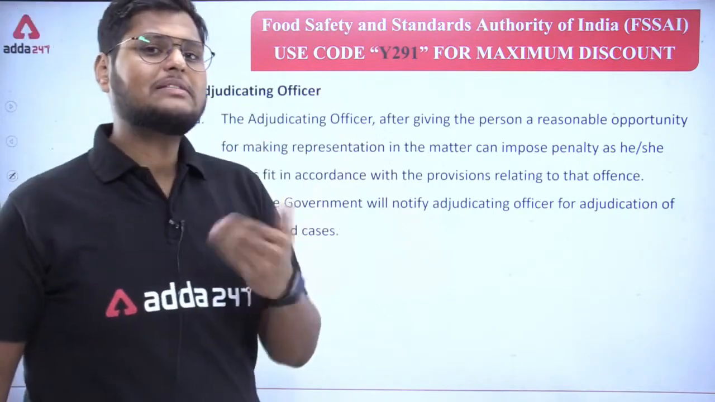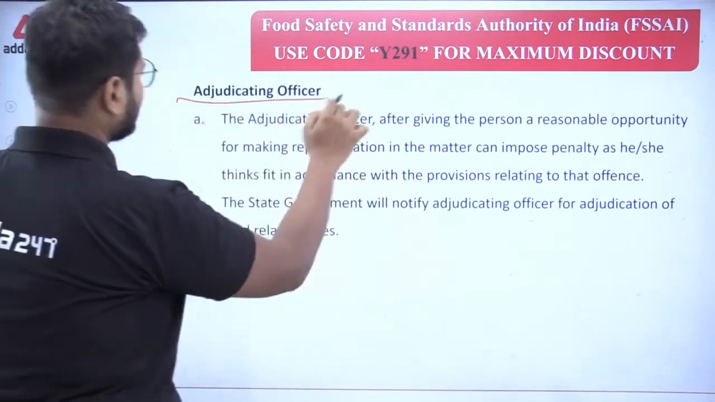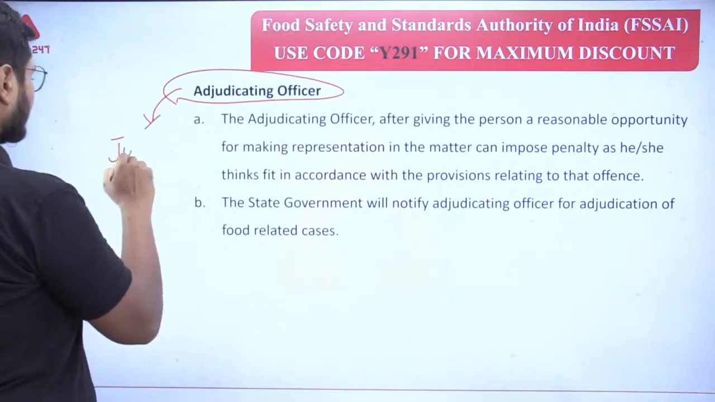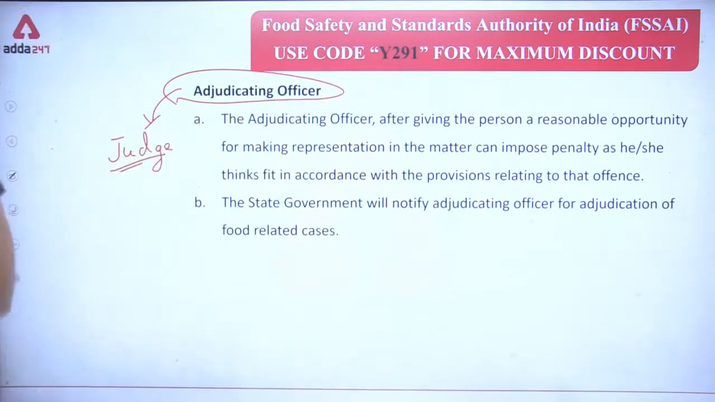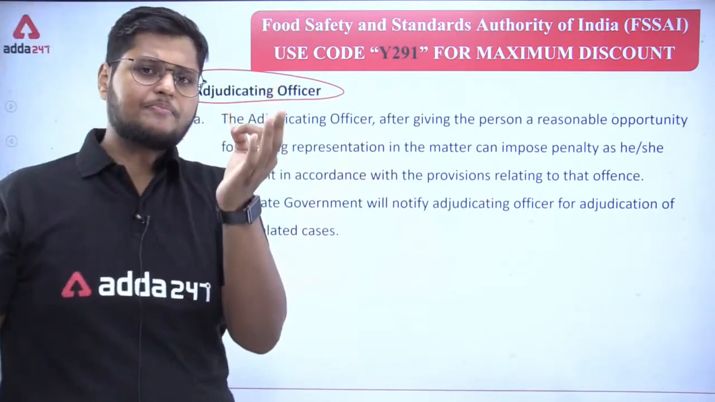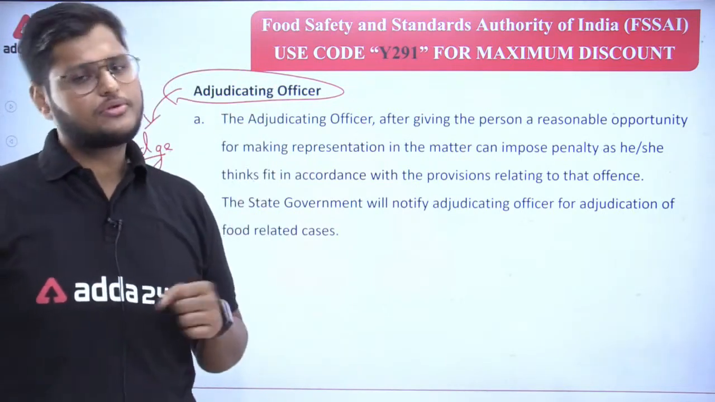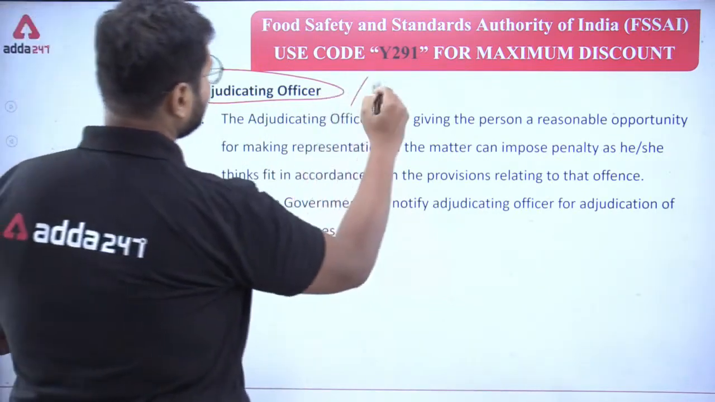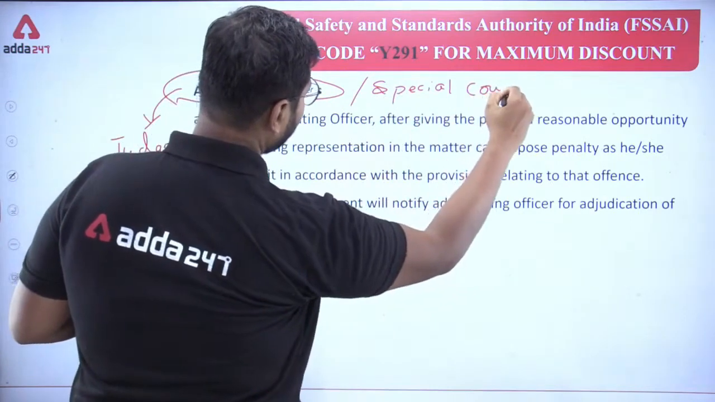Now talking about adjudicating officer. Okay, what exactly is the role of adjudicating officer? The role of adjudicating officer is similar to that of a judge. Okay, now for each and every matter related to food safety, usually the cases are not transferred to the district court. Rather, there is a special court that is headed by the adjudicating officer. Okay, there is a special court here.